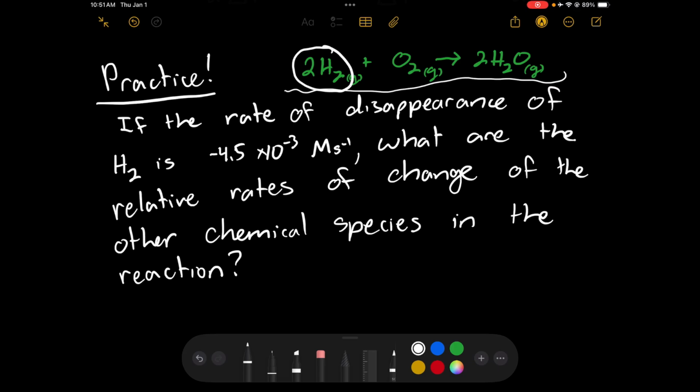So based on the molar coefficients, I know that oxygen should be disappearing half as fast, and this thing should be appearing at the same rate that hydrogen is disappearing. That's what I know based on looking at it. However, this doesn't say take a guess. It says what are the relative rates of change. So if we're going to calculate this, we have to actually start by writing a relative rate expression. So I'm just going to do that based on this equation. I'm going to copy the equation down so I don't have to keep scrolling up and down.